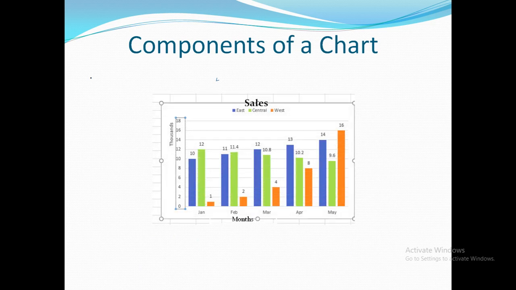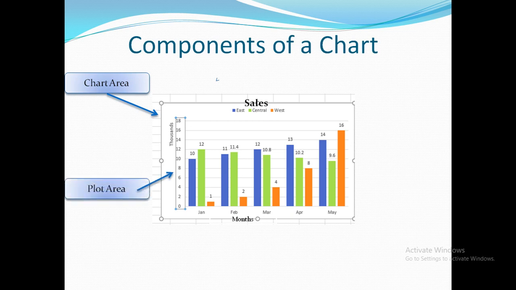Now, coming to the components of a chart. A chart is formed of various components. Let us see which ones they are. First is our chart area. It is the area that holds all the elements of a chart. What do you mean by plot area? It is a window within the chart area to display the plotted data. The data series is bounded by the x-axis and y-axis.